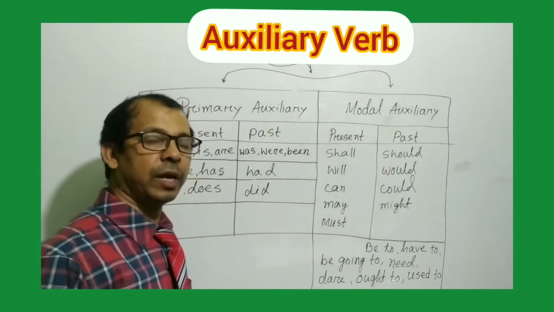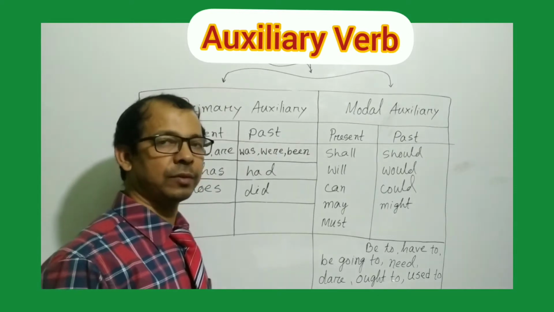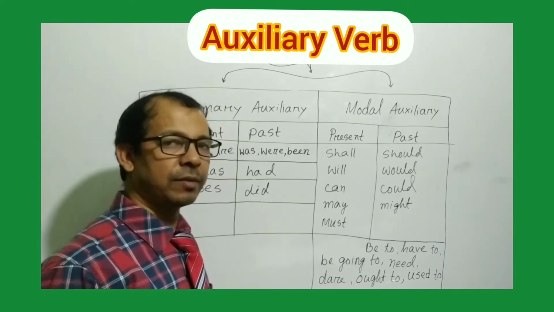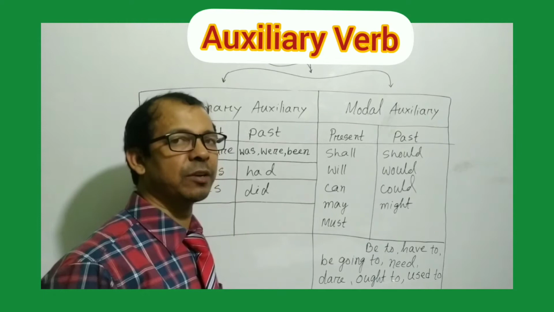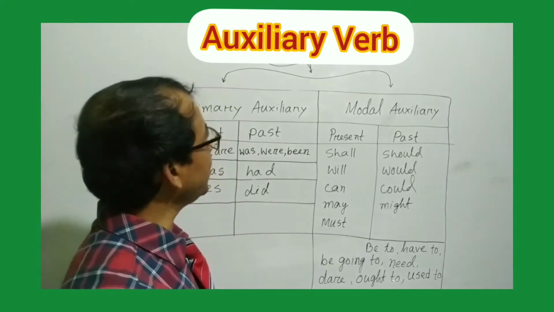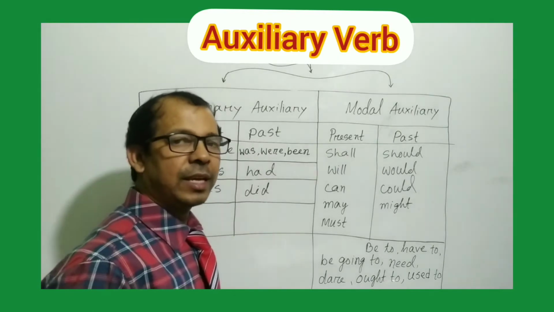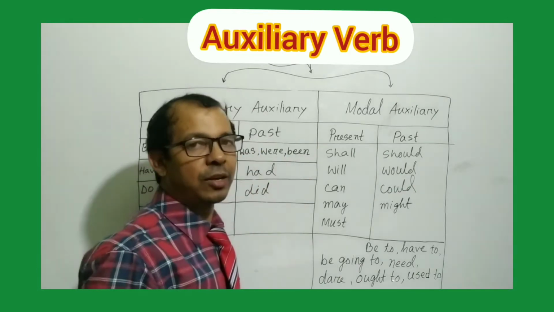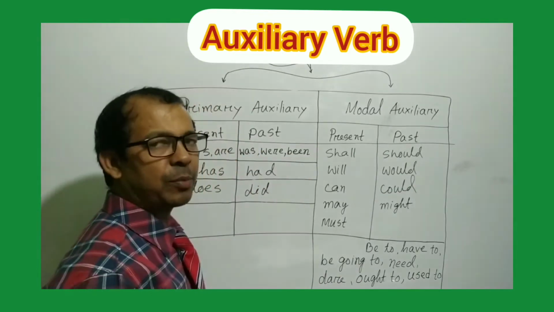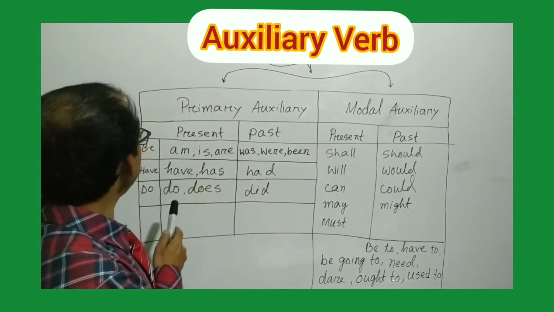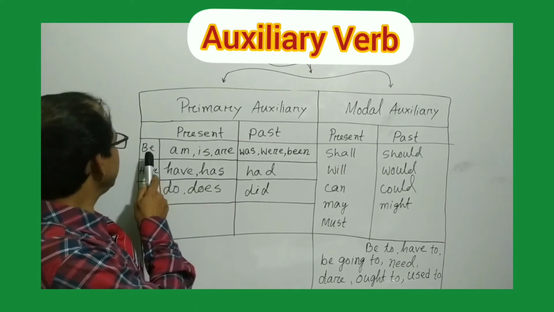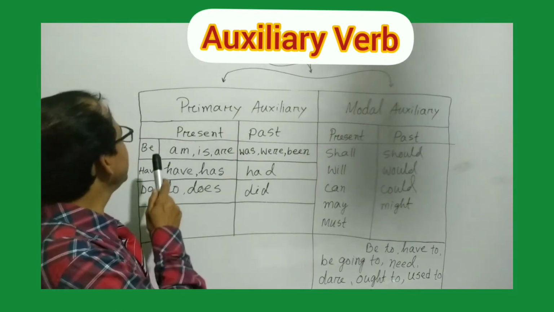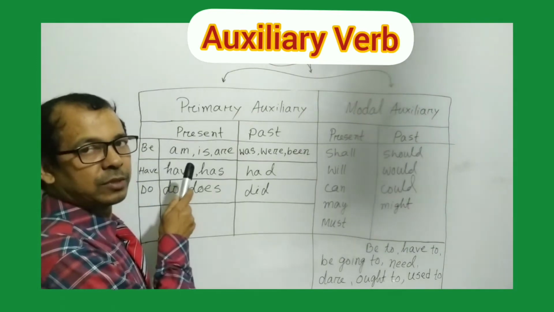My dear student, now we'll learn auxiliary verbs. Already we have learned the definition: an auxiliary verb is a verb that helps the principal verb to express the full meaning of a sentence. Auxiliary verbs are divided into two types: primary auxiliary and modal auxiliary. What are the primary auxiliary verbs? The primary auxiliary verbs are be, have and do.